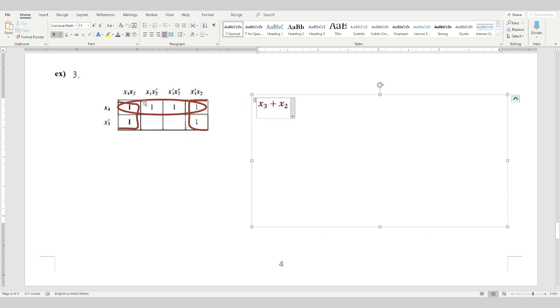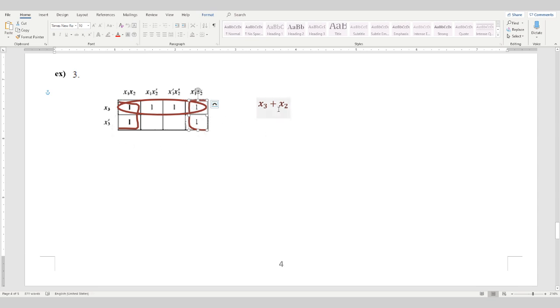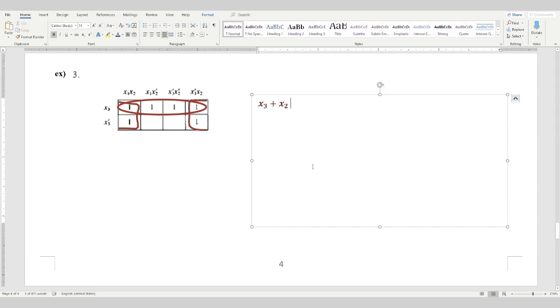So finally, the long horizontal group on the top gives us only x3, that's the only condition we have to check for that. And the group that spans this square on the edges is x2, that's the only thing that didn't get eliminated there. So x3 plus x2 is the minimal sum of products form for this map. And it is very minimal. We can't possibly get rid of either of those things based on the information we have there. So this is the simplest circuit that we can make under those conditions.